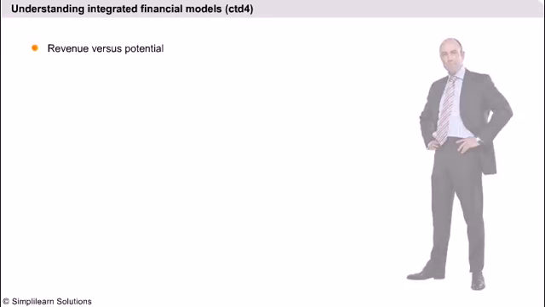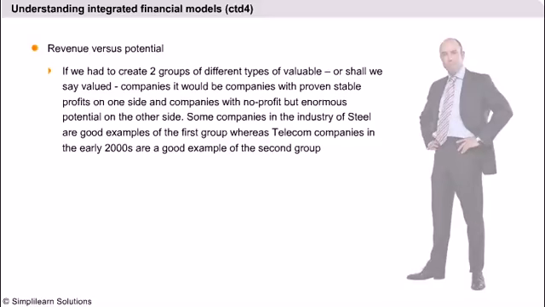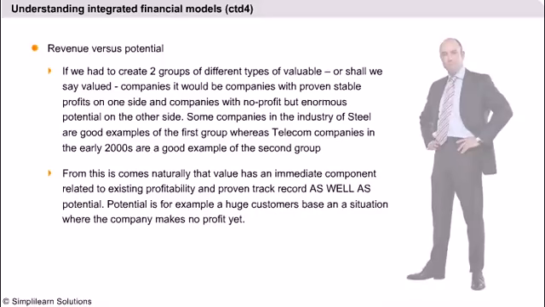The value of a company has two main aspects. The first aspect is the proven track record, some of which can be measured by looking at the historical performance, as we saw in the previous slides. The second aspect of value is potential. If we were to group companies into two different categories, the first group would be companies with established mature business and proven track record of stable profit but limited growth. And in the second group, we would have companies that do not make a profit yet, but have a large potential. Value is an immediate component related to existing profitability, as well as a component related to potential.